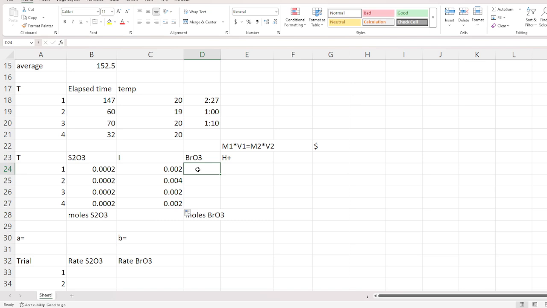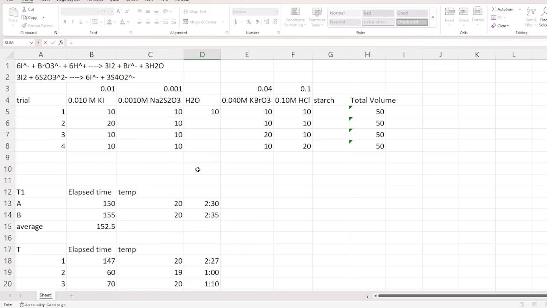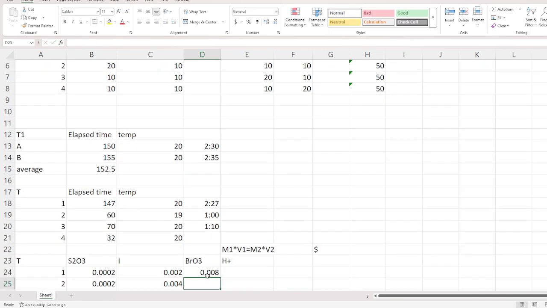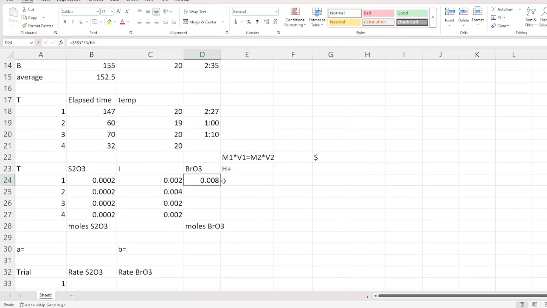Doing for bromate equals always E, always 3 times E5 divided by H5. And this, you could do this in your calculator, just dandy. You don't have to do it like I'm doing it. I'm just showing you how this would work.